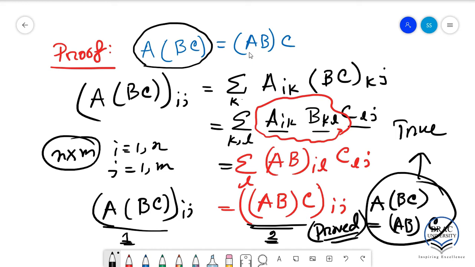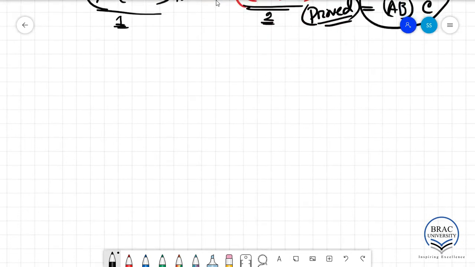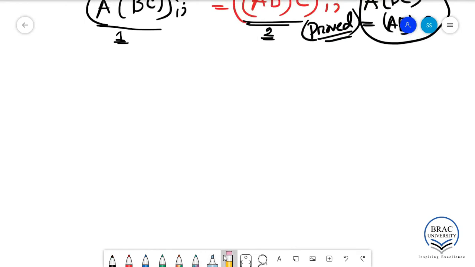Similarly, you can prove the second property as well. That is, the multiplication of a scalar doesn't matter when it comes to matrix multiplication. Okay, so we are done with the associativity part. Now what we want to talk about is the distributive properties. Okay, let me erase that.